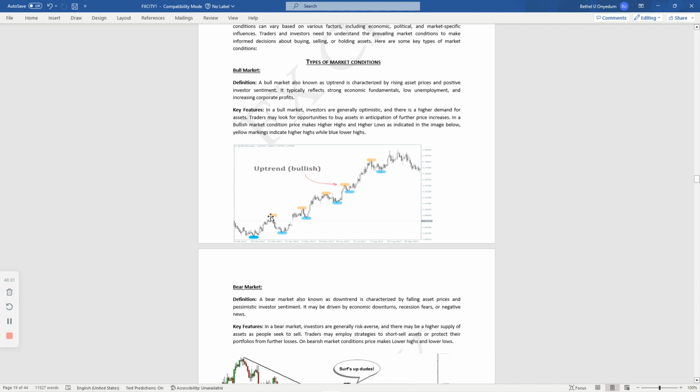You can see this high here is higher than this one. This high here is higher than this one. This high is higher than this one. And whilst it's making higher highs, it's also making higher lows.